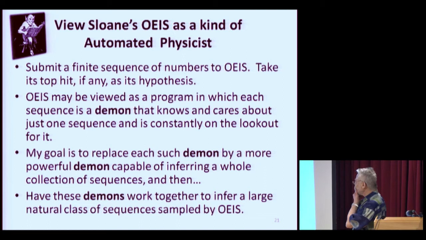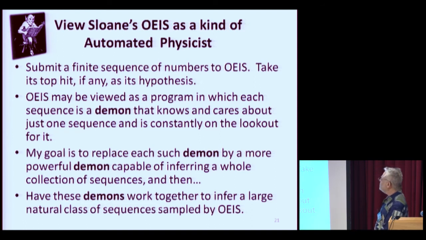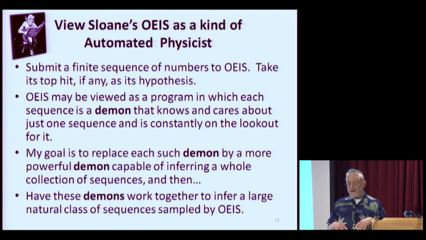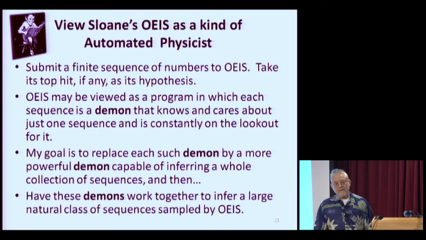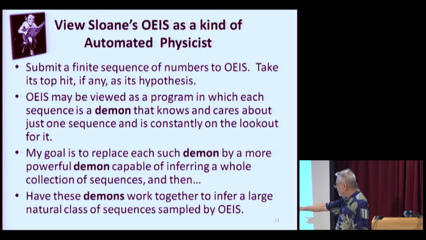Okay, so what is this about? Oh yeah, that I'm viewing. How much time do I have? 16 minutes. Okay, so this is Sloane's online encyclopedia. It's a kind of automated physicist, and I just want to make it a more powerful kind of thing, one which knows about stuff like polynomials and differencing. It may be viewed as a program in which each sequence is a daemon. My goal is to replace each such daemon by a more powerful daemon capable of inferring a whole collection of sequences.